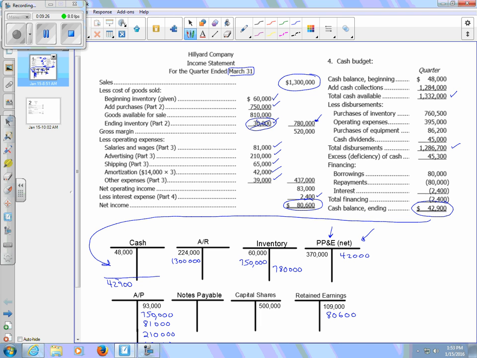All right, so we're going to start at the top. The cash at the beginning, we've already got 48,000, so that one's taken care of. Cash collections. We're going to assume that these are collections of accounts receivable. So we're going to take that number out of the accounts receivable account.